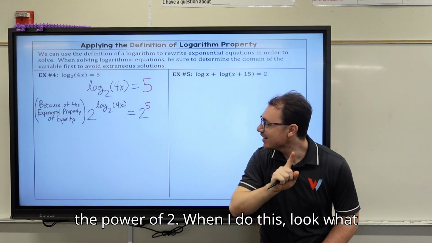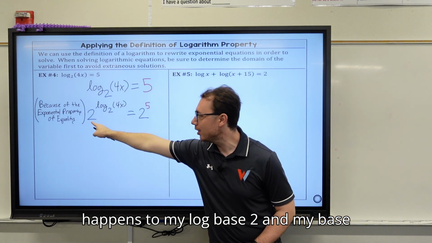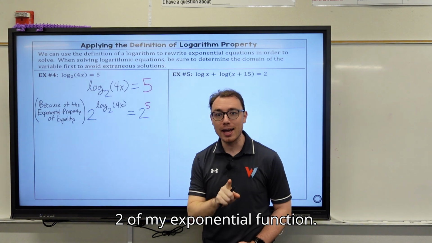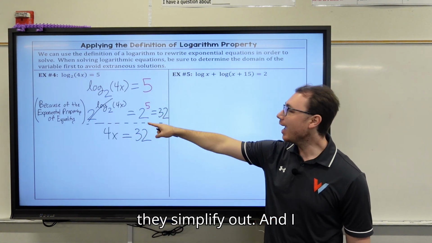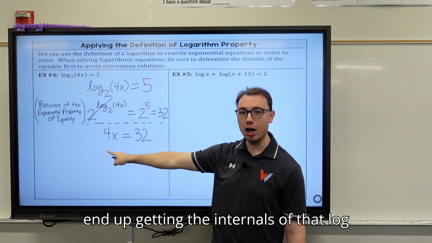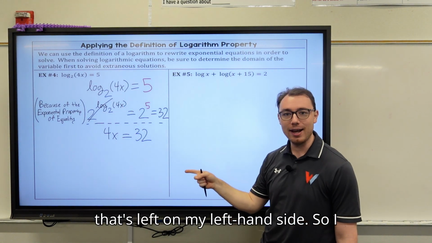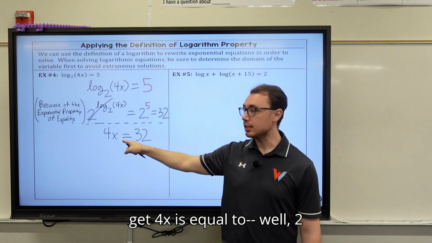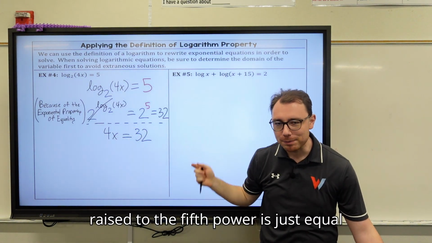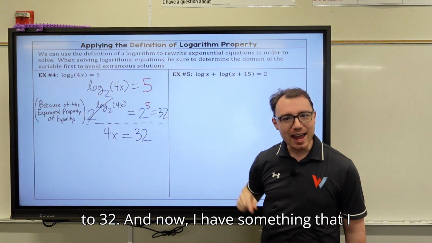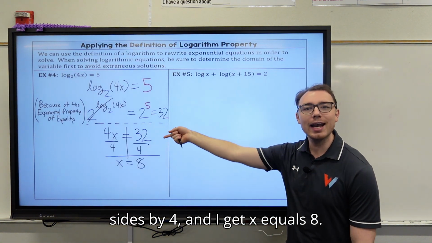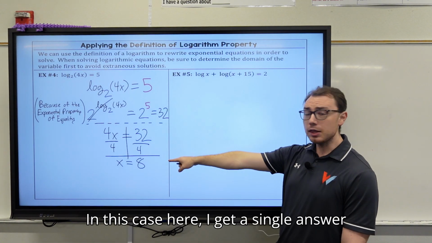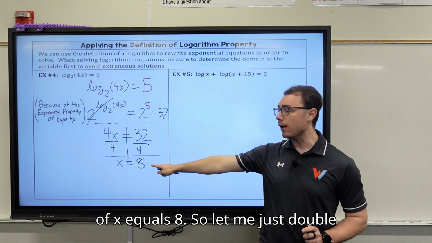When I do this, look what happens to my log base 2 and the base 2 of my exponential function. They simplify out, and I get the internals of that log left on my left-hand side. So I get 4x is equal to 2 raised to the 5th power, which is just 32. Now I have something that I can easily solve. I just divide both sides by 4, and I get x equals 8. In this case, I get a single answer of x equals 8.